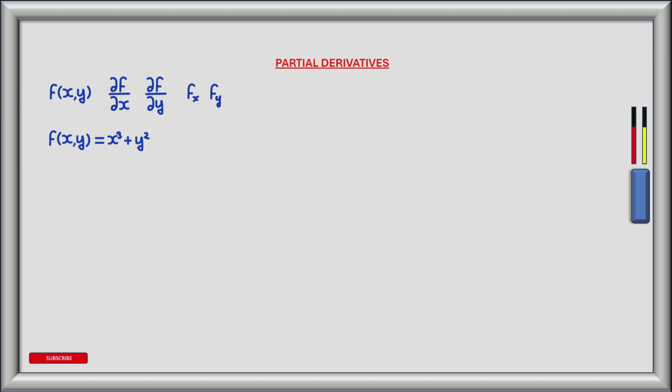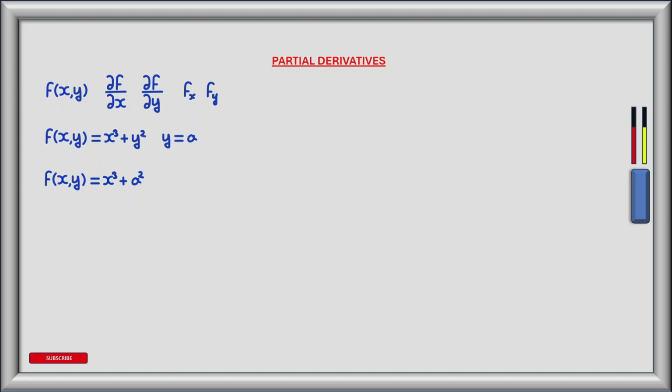So let's suppose we have a function f of x, y equals x cubed plus y squared. And we want to find the partial derivative of f with respect to x. So that's the rate of change of x when we hold y constant. So to help us understand this, let's set y to be a constant. So let y equal a. So now our function f of x, y is equal to x cubed plus a squared.